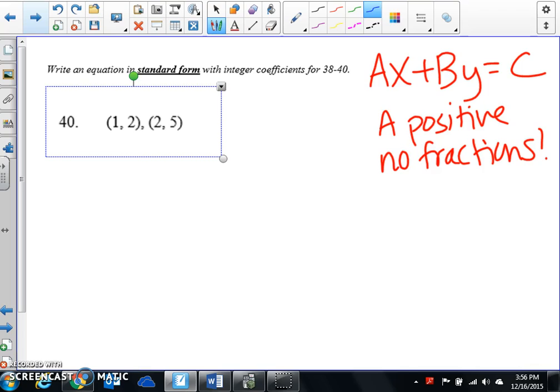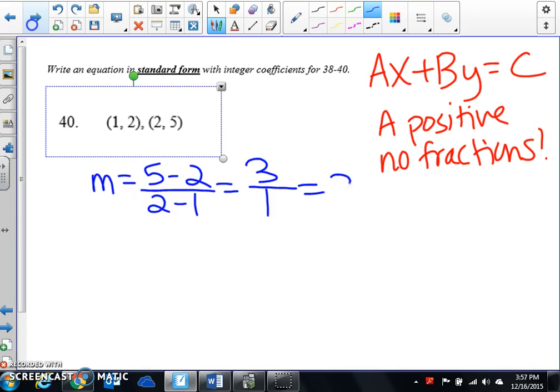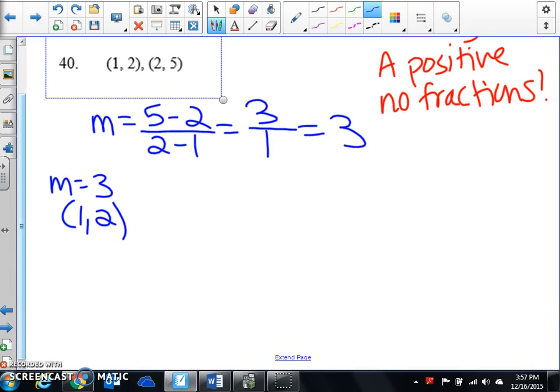All right, so if I'm given 2 points, the first thing I can do is find slope. So m equals 5 minus 2 over 2 minus 1. 5 minus 2 is 3. 2 minus 1 is 1. 3 divided by 1 is 3. So my slope is 3. I'm going to use the point (1, 2). I have a point. I have slope, so I'm going to do point slope.